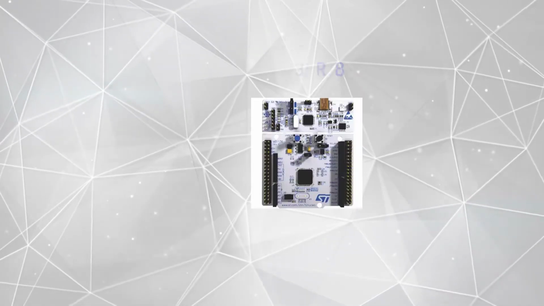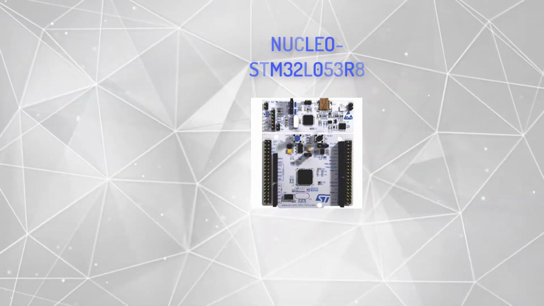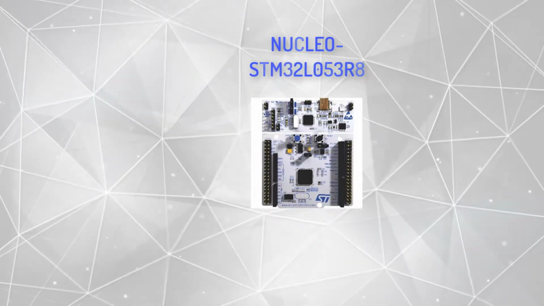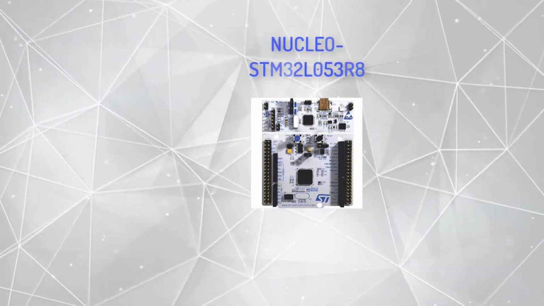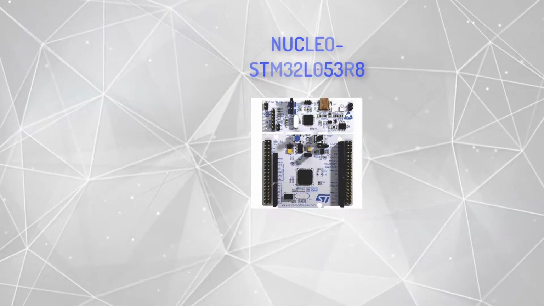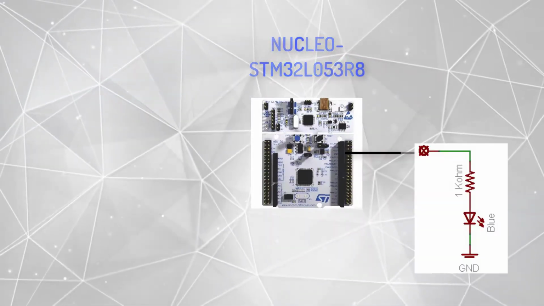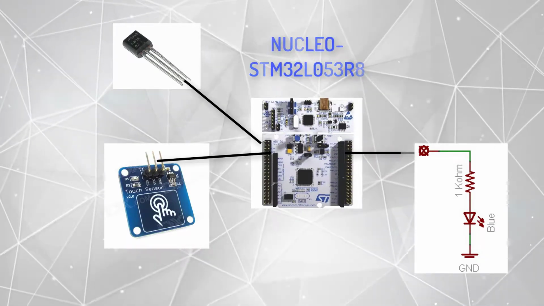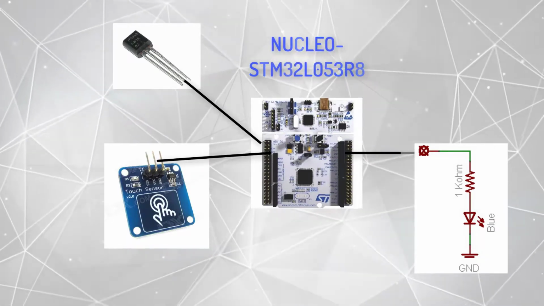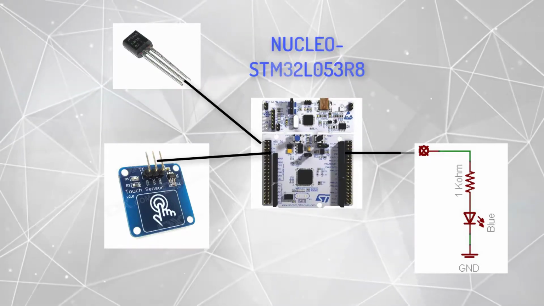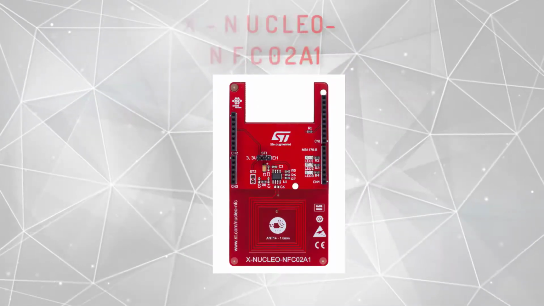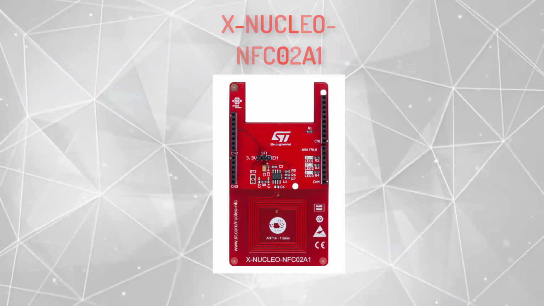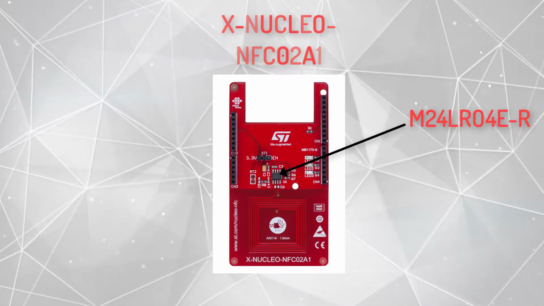So I'm going to start off by showing you the details on how things work. First up, we have a STM32L053R8, which is a 32-bit microcontroller by ST Microelectronics. This MCU will serve as a control station to control all the components like LEDs, touch sensor, temperature sensor, and so on. But because the microcontroller doesn't have built-in NFC compatibility, we need an NFC expansion board, called X-Nucleo NFC 02A1, that is based on M24LR04E.